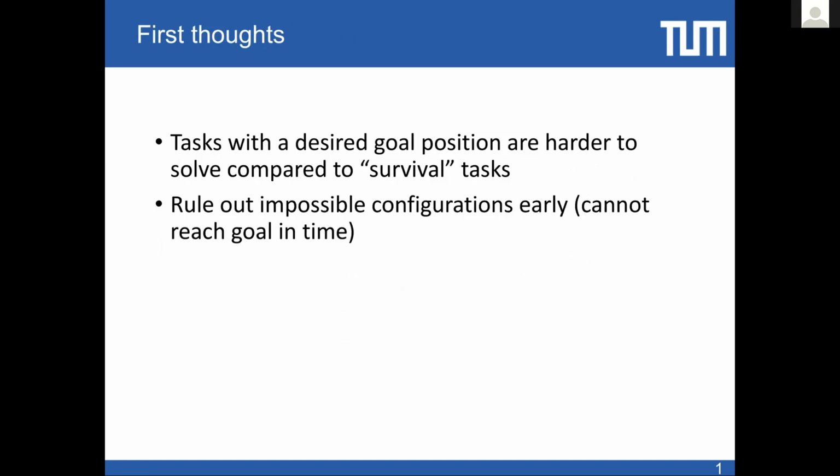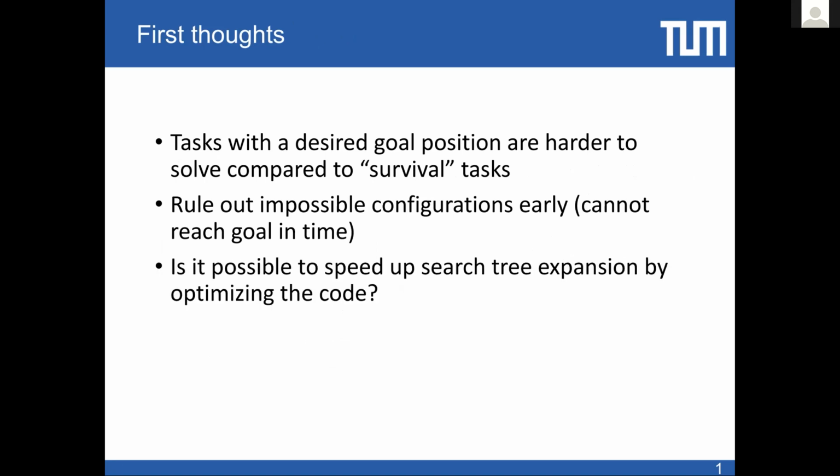Exactly. The nice thing is if we actually have to be somewhere, we can rule out configurations that cannot make it anymore. So if we're too far away and there's very little time left, we can rule out those configurations very early. And I thought about just basic computer science. Can we optimize the execution speed? Everything is run in Python. There's usually a lot of speed up you can find just by optimizing things.